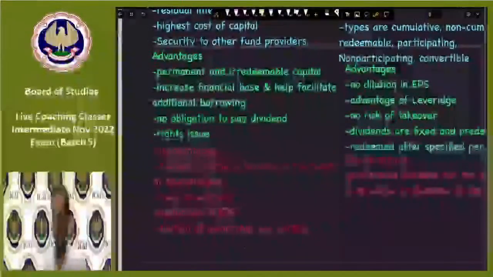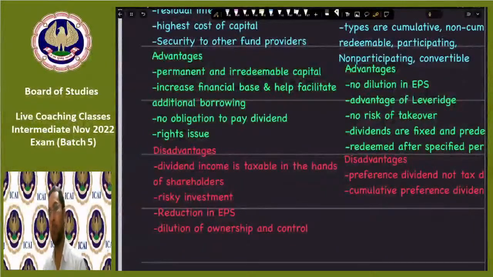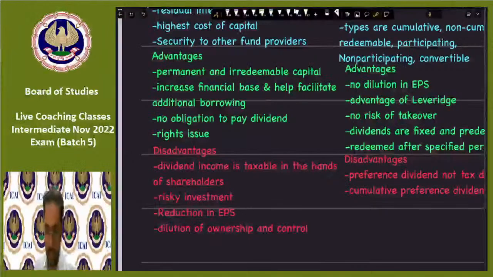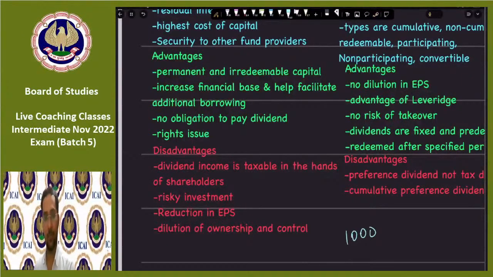Moreover, tell me what will happen if you keep on issuing more and more equity shares? Let's say earlier you had 1,000 equity shares. You have issued a large number of equity shares and now it has become like 10,000. What will be the repercussion or implication of this?